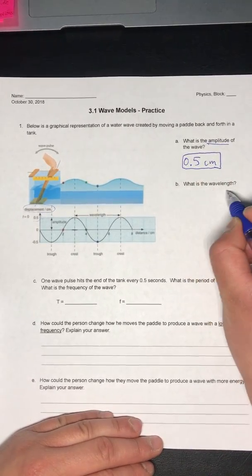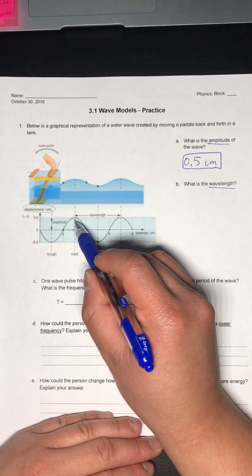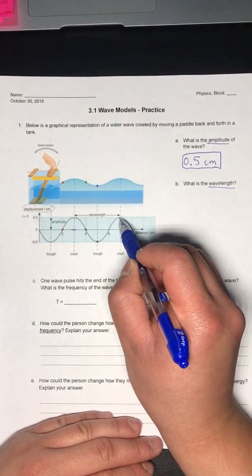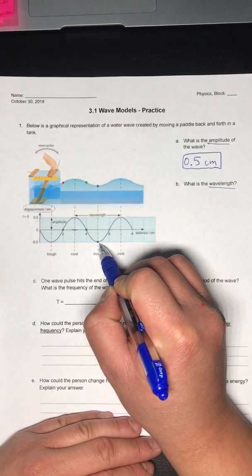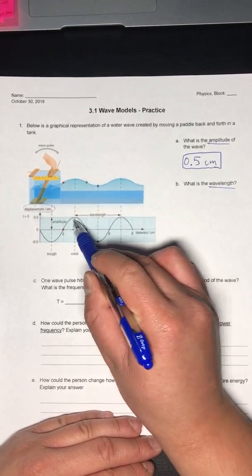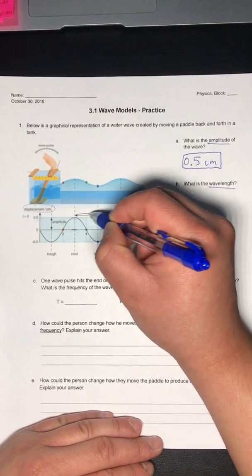Moving on to part B, what is the wavelength? The wavelength is the distance between two waves from crest to crest or from trough to trough, bottom to bottom. I usually like to do crest to crest, top to top. So here's the wavelength. We need to figure out that distance there.